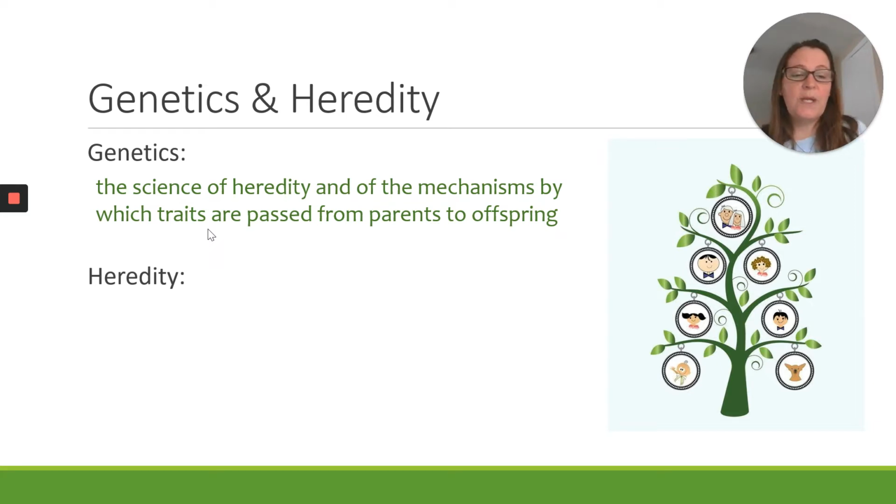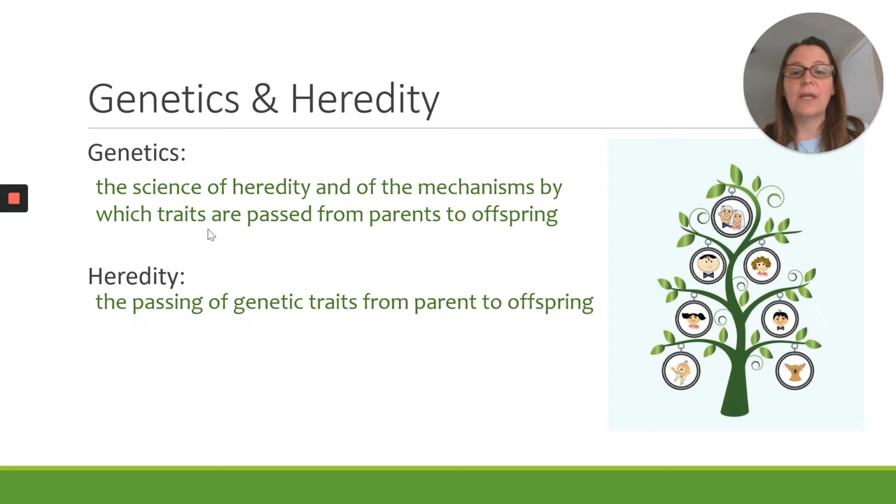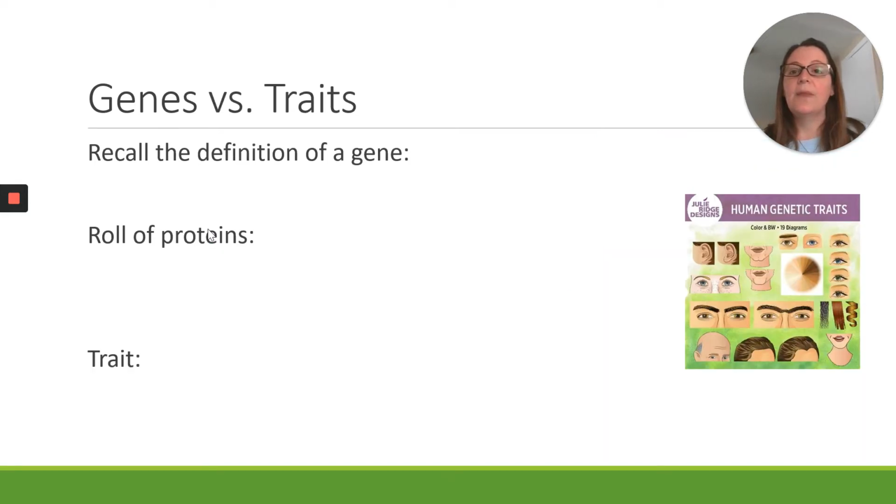Now, what you may be thinking of is heredity specifically, and that's the passing of traits from parent to offspring. And this is more typical of that Punnett square kind of stuff that you're used to. So one thing that I like to clarify from the beginning is genes versus traits.